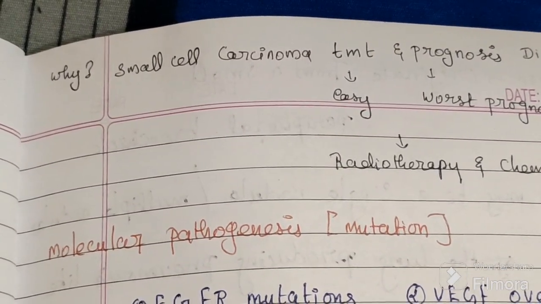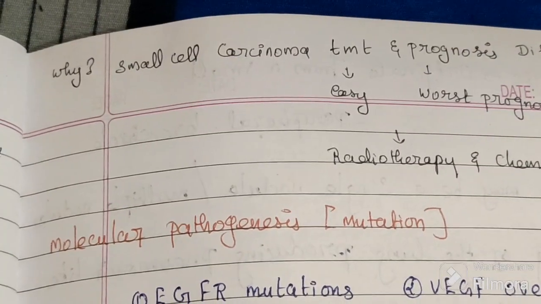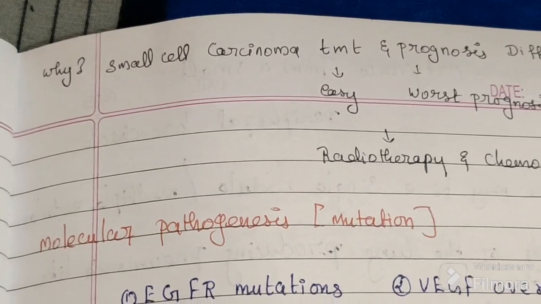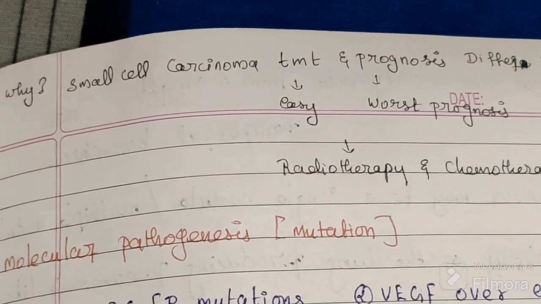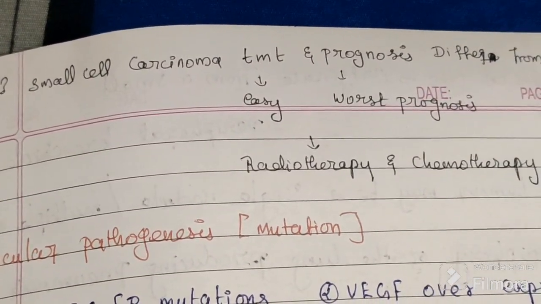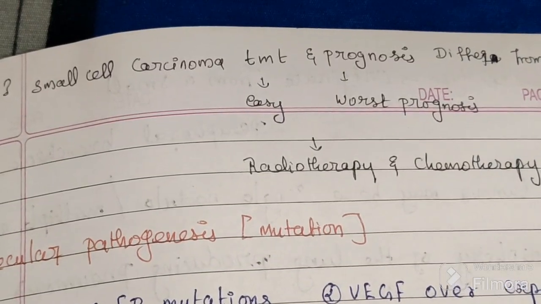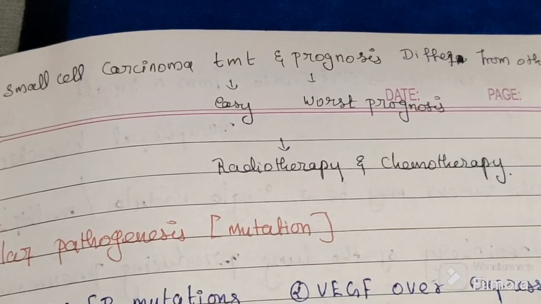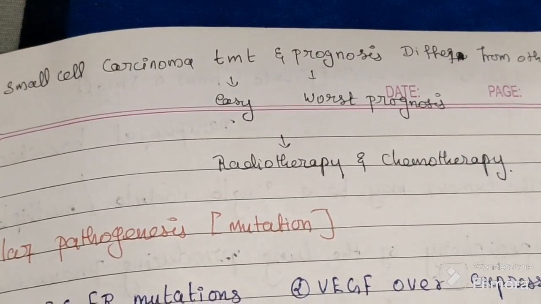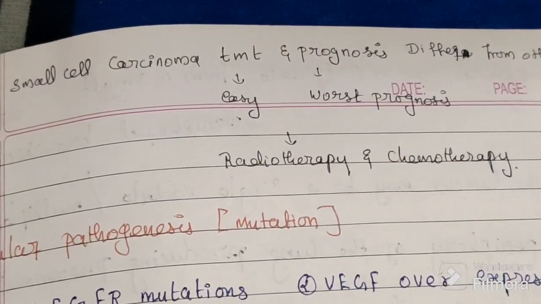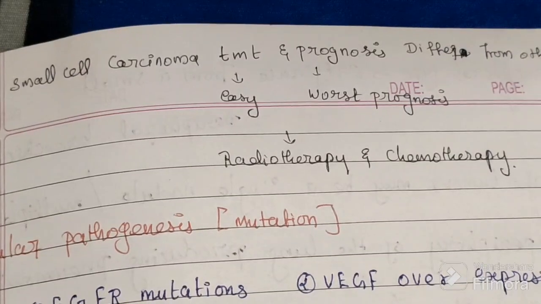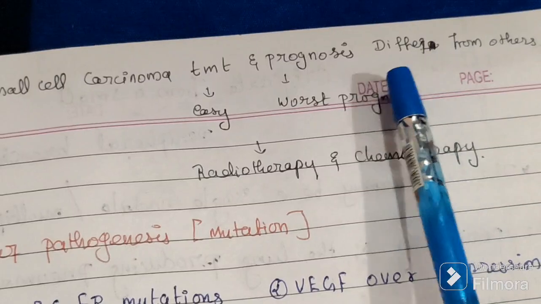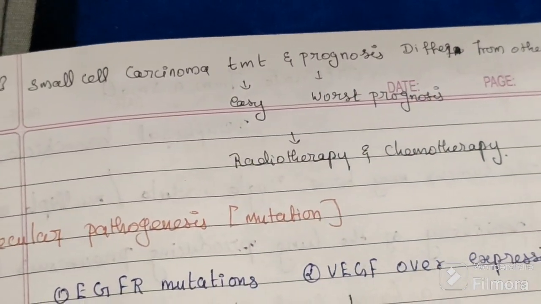Clinically, we divide into only 2 types, small cell and non-small cell carcinoma. Why is this one different? Because the treatment and prognosis of small cell carcinoma is different from the rest of them. That's why it is necessary to identify small cell carcinoma separately. Treatment and prognosis are different.